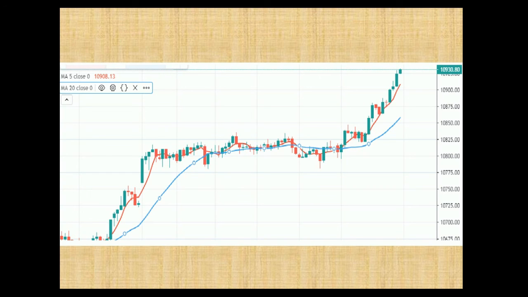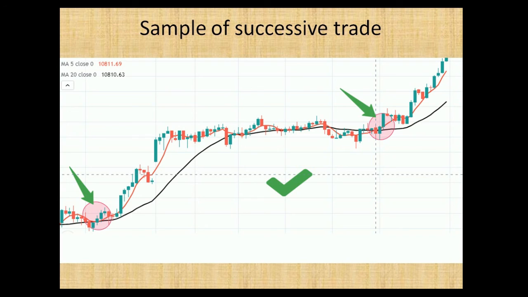So this is the moving average in action with the chart, basically the movement along with the chart. Next, let us see one by one: in what cases this moving average will succeed, and some samples of success trades and some samples of failure trades we will see here.